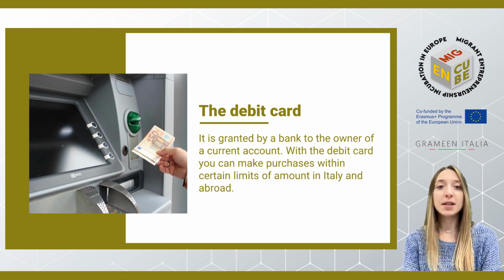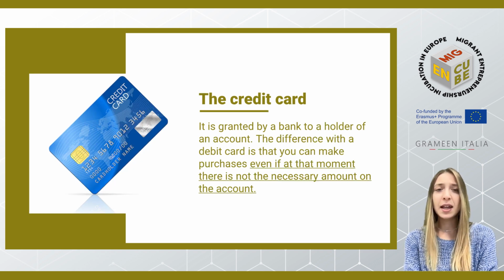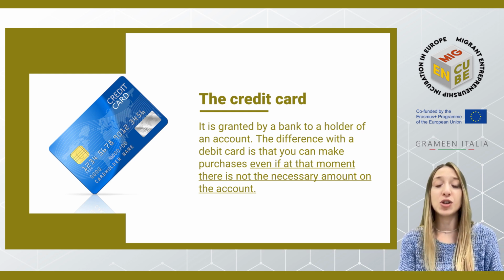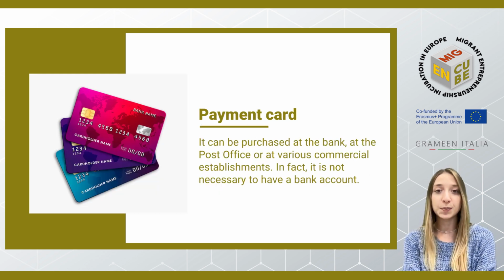Among the payment instruments, we find the debit card. It is granted by a bank to the holder of a current account. With a debit card, you can make purchases within certain limits of amount in Italy and abroad. An example of a debit card is the ATM card. Another type of payment instrument is the credit card, which is granted by a bank to a current account holder. The difference from the debit card is that you can make purchases even if there is not the necessary amount in the bank account at the moment.